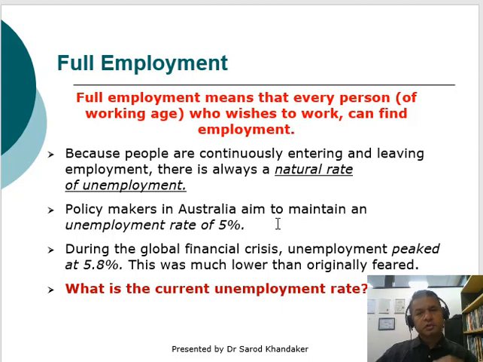So your task will be, what is the current unemployment rate? Find it out. How are you going to find it out? Your current task is to find out the current unemployment rate in Australia. Look at the ABS website, which is www.abs.gov.au.